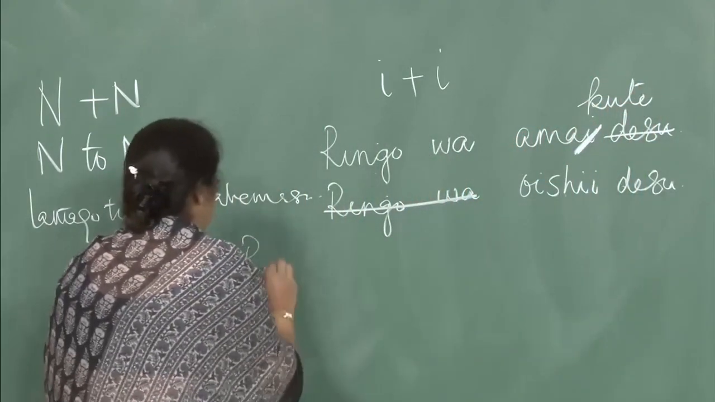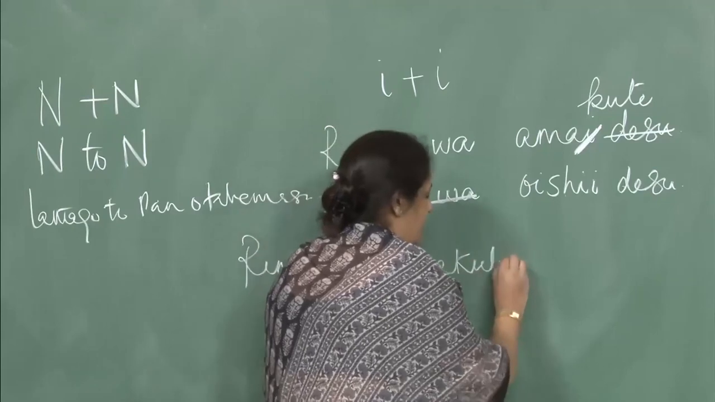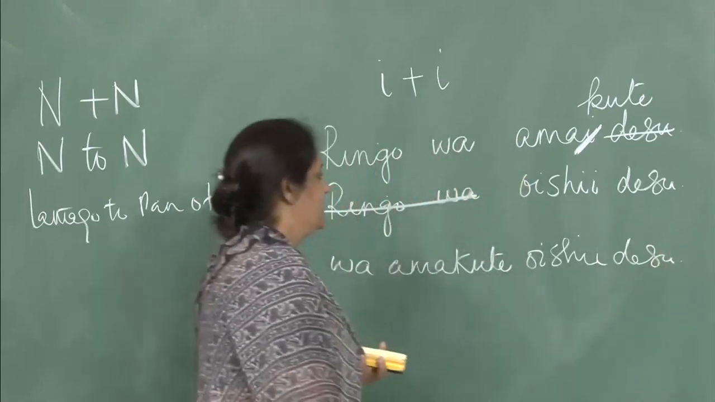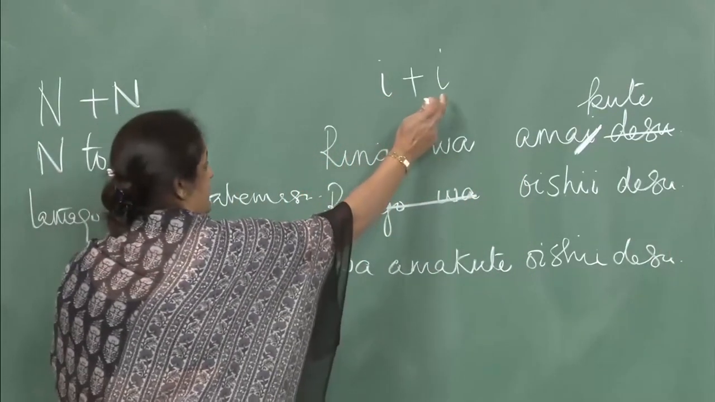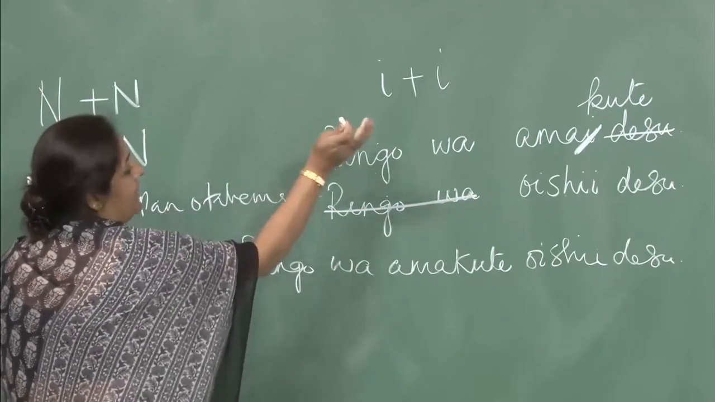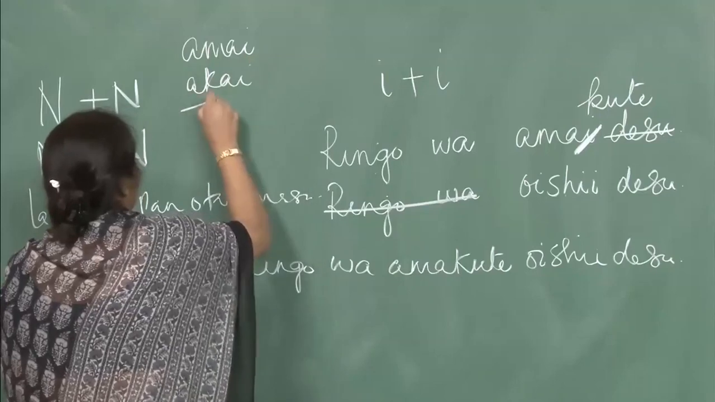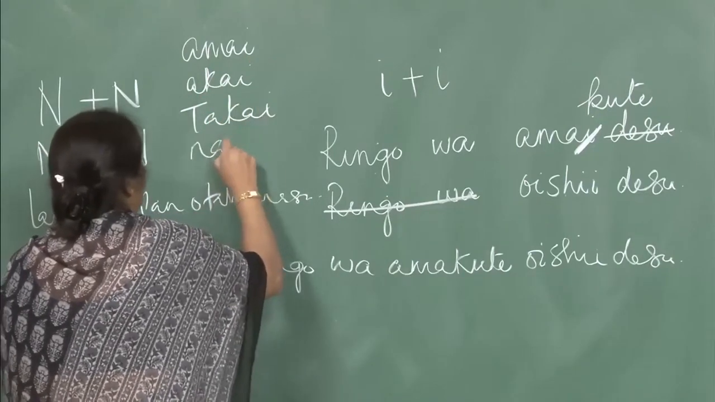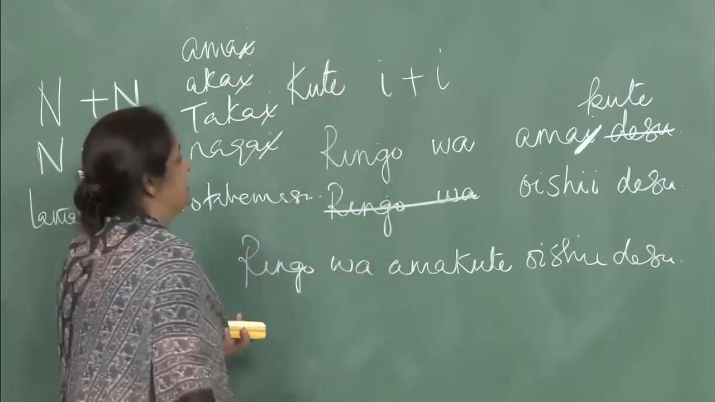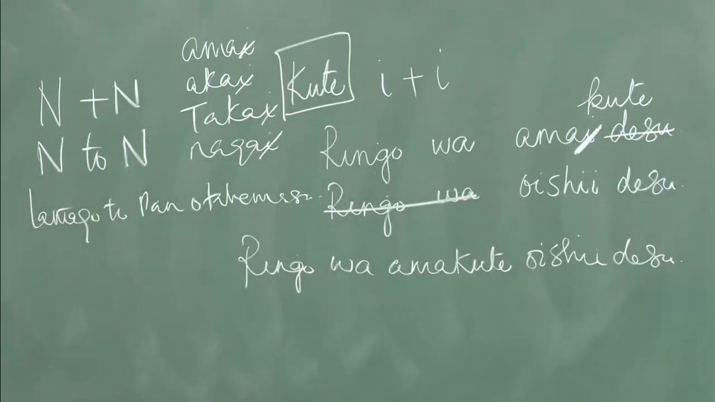And it becomes ringo wa amakute oishii desu. So, when you have to join an I adjective with another I adjective, what you do is you remove the I of the first adjective. Amai, akai, takai and nagai. So, you remove the I from here and put kute. I hope this is understood. Very, very simple. We will practice and then you will know how it is done.